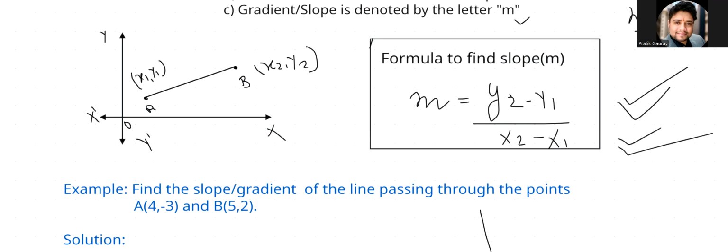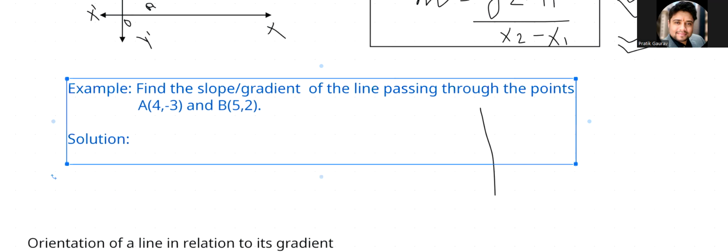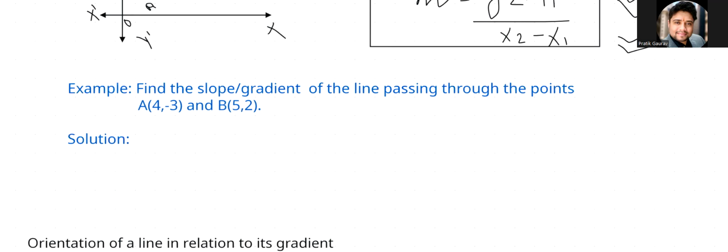We will see one question. I hope the formula is okay. Now let's come to the question. Find the slope, gradient, of the line passing through the points A, that is 4 comma minus 3, and B, 5 comma 2. So let's write it here. A is 4 comma minus 3, and B is 5 comma 2.